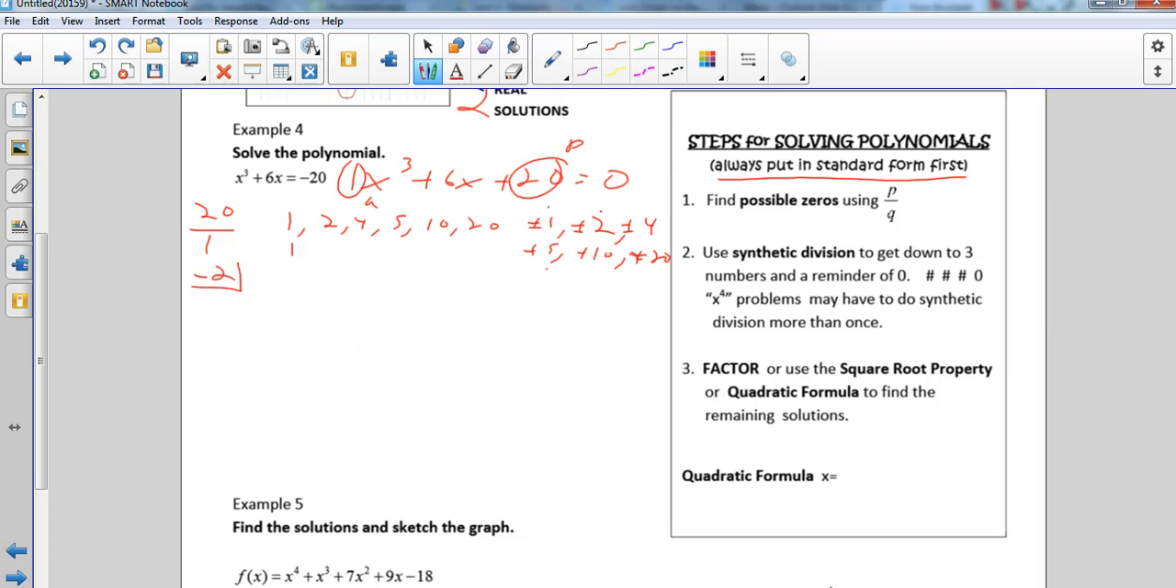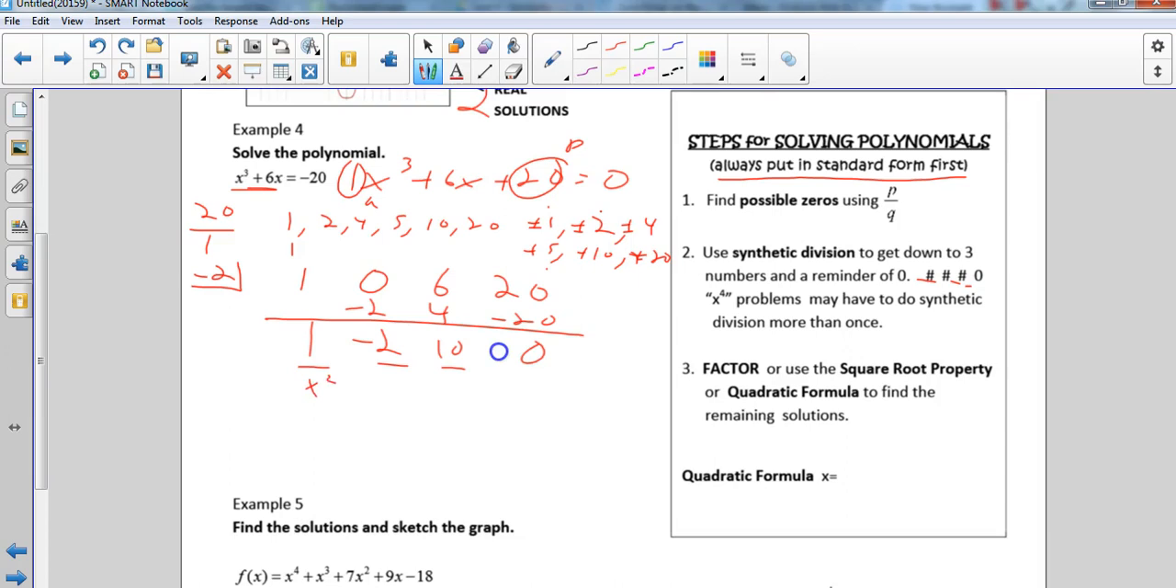Now I'm going to get it the first time. So there's my cubic. Remember, I need to make a placeholder for my x squared because I don't have one up here. Here's my 6 for my linear, and then there's my 20. Drop down, multiply, add, multiply, add, multiply, add. I have my 1, 2, 3 numbers and a 0. So I'm ready to go.